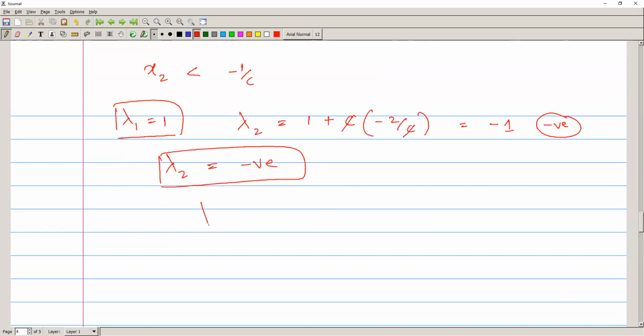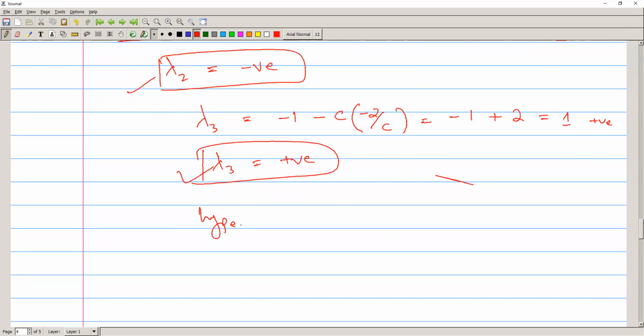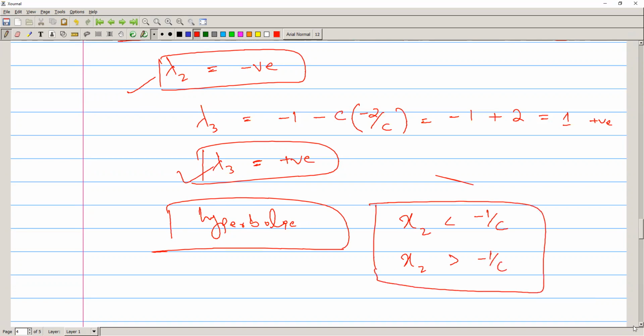And for lambda 3, it's -1 minus c times x2. When again I put something less than -1/c, say -2/c, it will be -1 plus 2, which is equal to 1. It's positive. So when we keep on doing this, we'll keep getting lambda 3 positive. So we can see that two of the lambdas are positive and one is negative. So again, it's a case of hyperbolic PDE, because in hyperbolic we said that if one of the lambdas has opposite sign to the others, then that is hyperbolic, right? So this will be hyperbolic when x2 is less than -1/c or x2 is greater than -1/c. Both cases it will be hyperbolic.